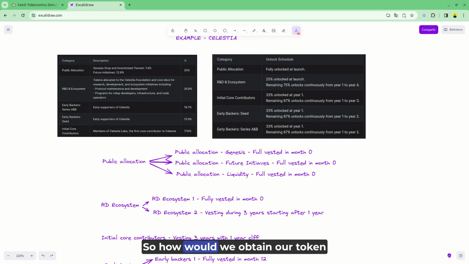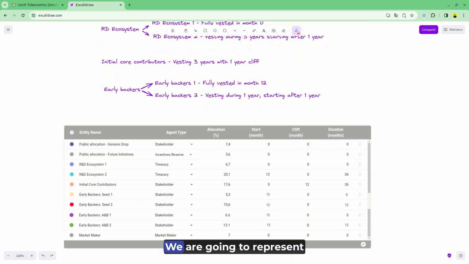So how would we obtain our token vesting schedule in our platform based on this information? Well, first of all, the public allocation is going to be split in 3 parts. As commented, this is Genesis, which is fully vested in month 0, future initiatives, which is fully vested in month 0, and liquidity as well. We are going to represent that in this area. The Genesis drop is going to be a stakeholder, the future initiatives is going to be incentives reserves, and finally the market maker, which is selected here, is the one who is going to be supplying liquidity into the market.